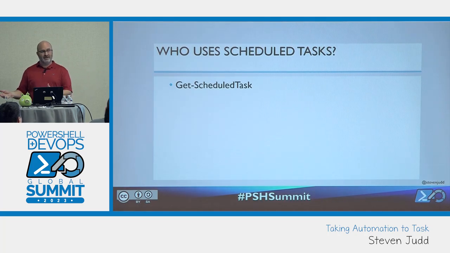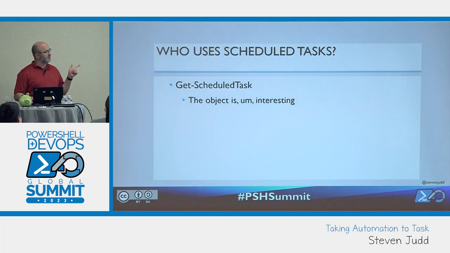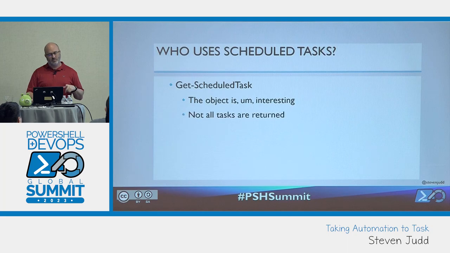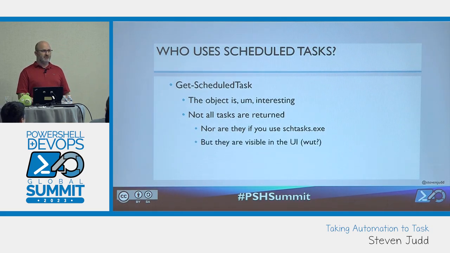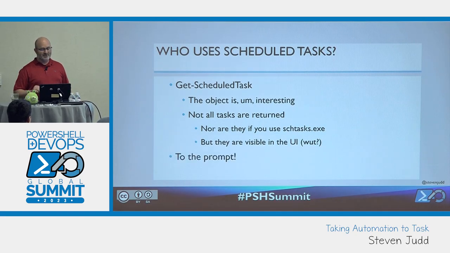Okay, so who uses the scheduled tasks? If you run Get-ScheduledTask, you can see what scheduled tasks are running on your machines. And you're like, well, this is only the ones that I've put on there, right? Also, the object that you get back from Get-ScheduledTask is interesting. We're going to look at that. And not all tasks are returned. Yay, helpful. Nor are they if you use the schtasks executable. Yay, helpful. But they are visible in the UI. So you can see them in the UI, but you can't see them using the tools. We're going to look at that. Okay, to the prompt.